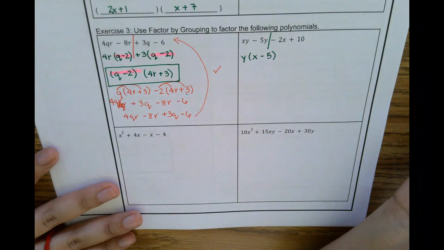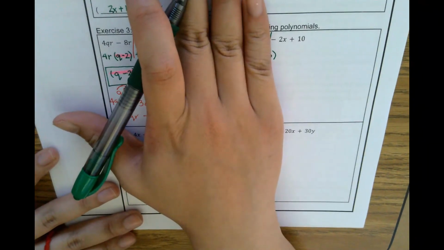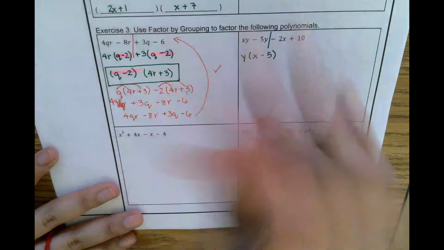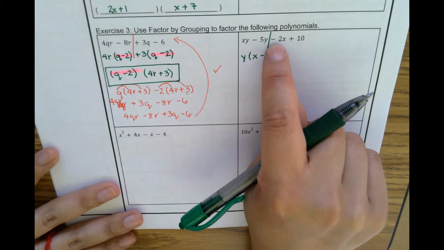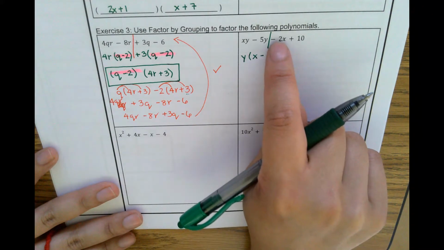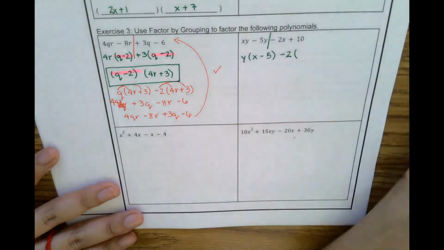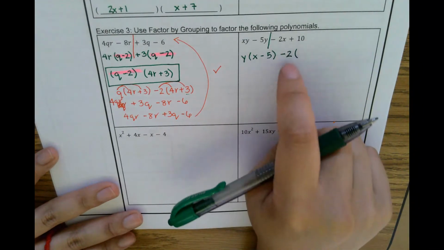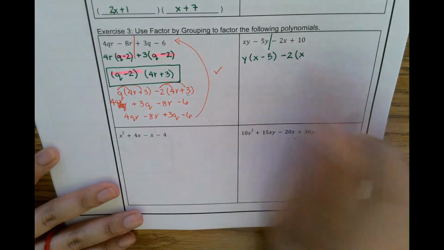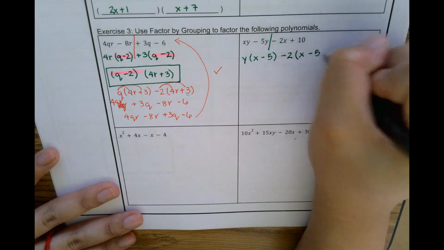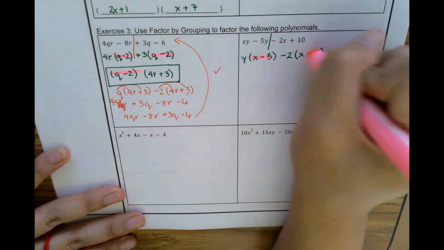Then I'm going to look at my next half, negative 2x plus 10. Both of these are divisible by 2. I'm going to pull out the negative sign with it. So whenever you pull this out, pull out the sign as well. So I'm going to pull out a negative 2. Negative 2x divided by negative 2 gives me a 1x. 10 divided by negative 2 is negative 5. And then I see that this matches.